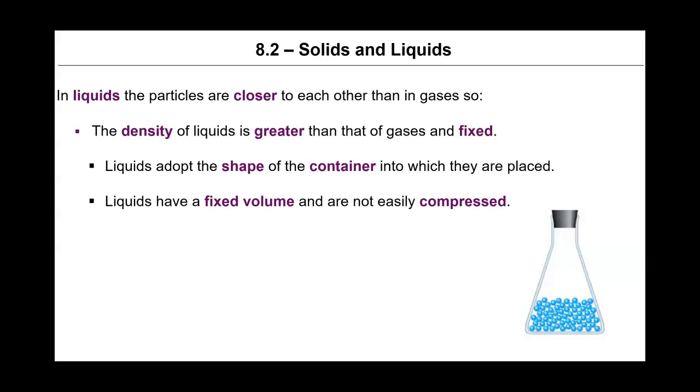The density of a liquid is fixed because you can't really push the particles much closer together than what they already are. While liquids do adapt to the shape of the container in which they are placed, they have a fixed volume. The volume being fixed is helpful because that means we can use things like a measuring cup to measure out the volume of a liquid. When we pour it to another container, we're confident that it maintains the same volume. Because the particles in a liquid are really close to one another, liquids are not easily compressed.